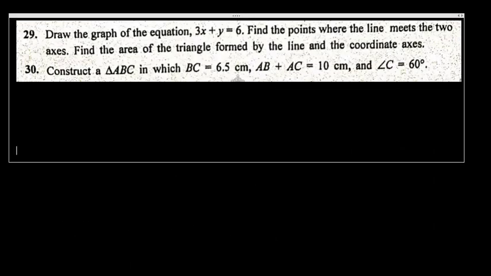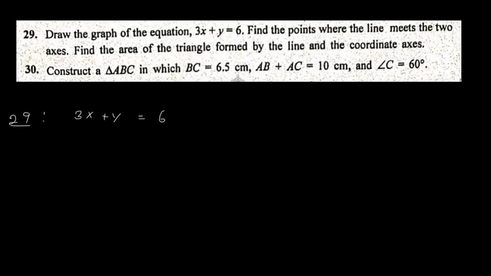Now 29th question. Draw the graph of the equation 3x plus y equal to 6. Find the point where the line meets the two axes. Find the area of the triangle formed by the line and the coordinate axes. So in the 29th question, we have to draw the graph of 3x plus y equal to 6, and then find the points where the line meets the two axes. So how to draw the graph of this?